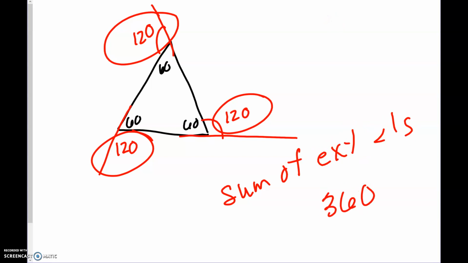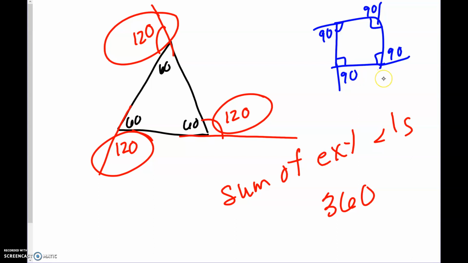Okay, so let's try now a square. Okay, so this is a square. So if we extend each side to get the exterior angle, we're going to have 90, 90, 90, and 90. What's the sum of the exterior angles? Well, 90 times 4 is 360. Now, do you think that's coincidence that happens just for your triangle and just for your square, or do you think that happens for all of them?